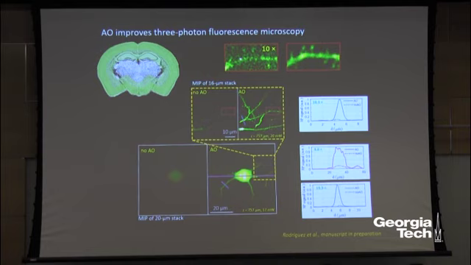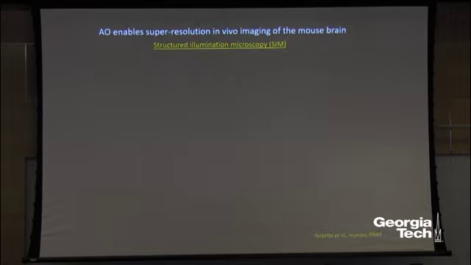So as you can see, adaptive optics really does improve the image quality in vivo. More recently, we also did a project that is not my typical work, because I'm not really into the super-resolution imaging field. But more recently, I had a very courageous postdoc who wanted to do super-resolution imaging in vivo in a living, breathing animal.